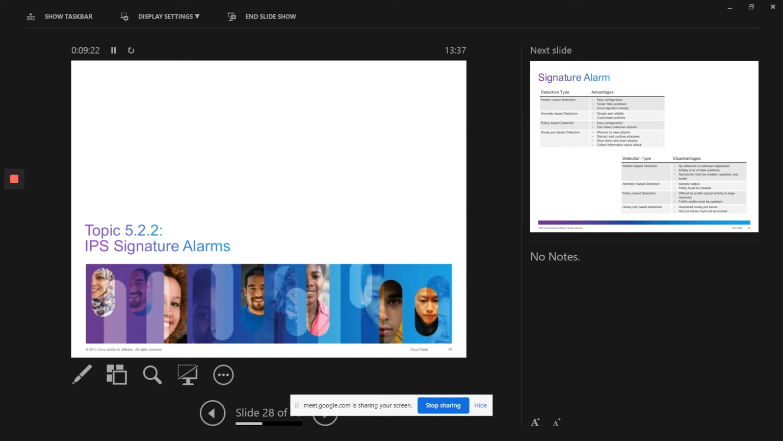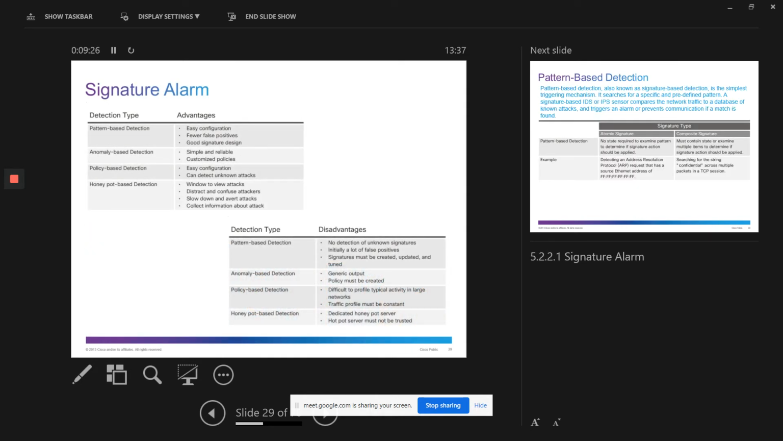So now we talk about the signature. The next thing was alarms. Okay, signature alarms. We have different types. Over here we have pattern-based detection, anomaly-based detection, and policy-based detection as well. Then finally the honeypot-based detection.